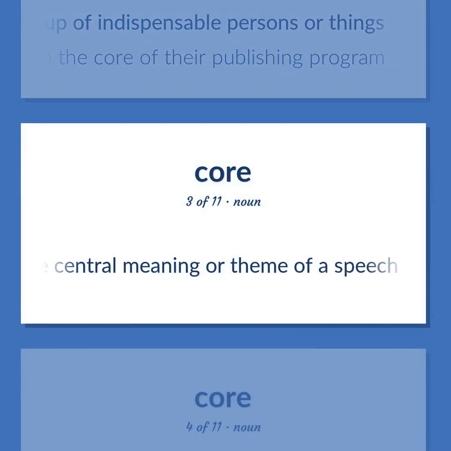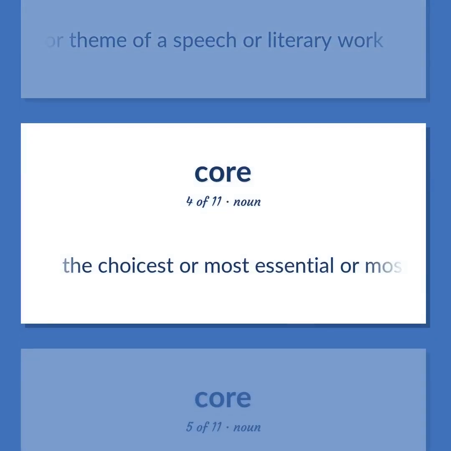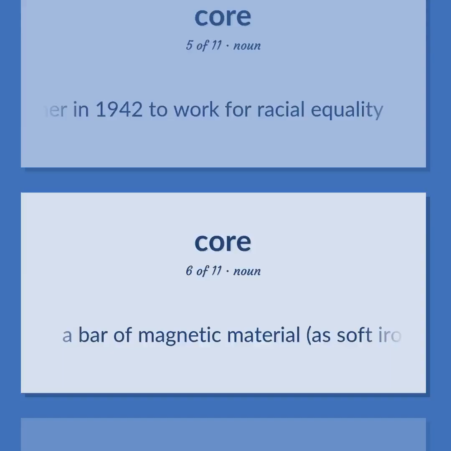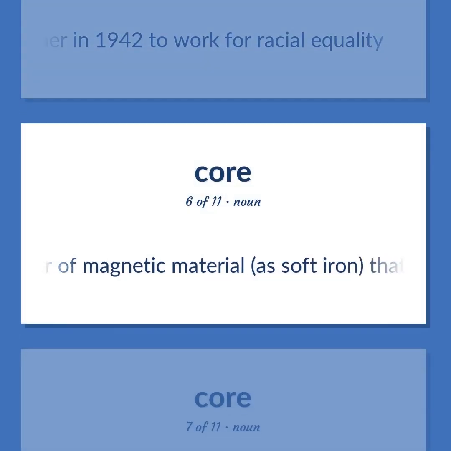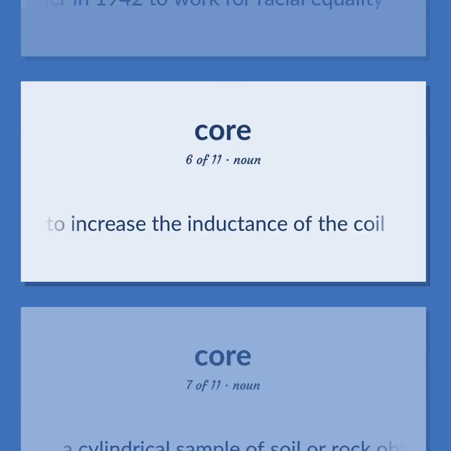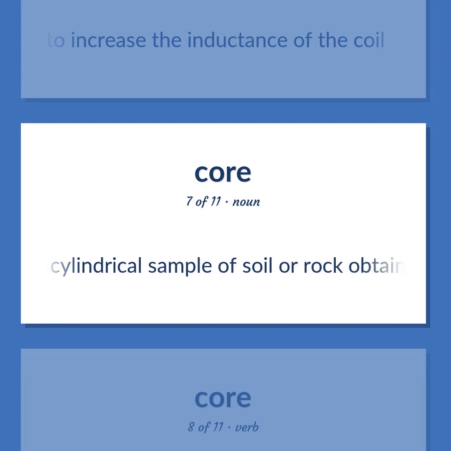The central meaning or theme of a speech or literary work. The choicest or most essential or most vital part of some idea or experience. An organization founded by James Leonard Farmer in 1942 to work for racial equality. A bar of magnetic material, as soft iron, that passes through a coil and serves to increase the inductance of the coil.